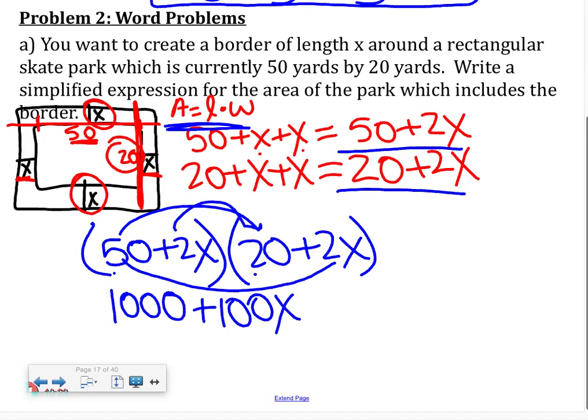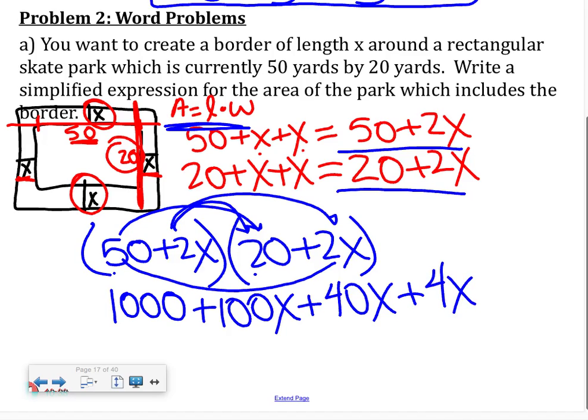Inside, I'm going to multiply this 2 times this x. I'm sorry, 2x times 20. And we're going to get 40x. And then our last, so I'm going to multiply this 2x to this 2x. And we are going to get 4x squared.